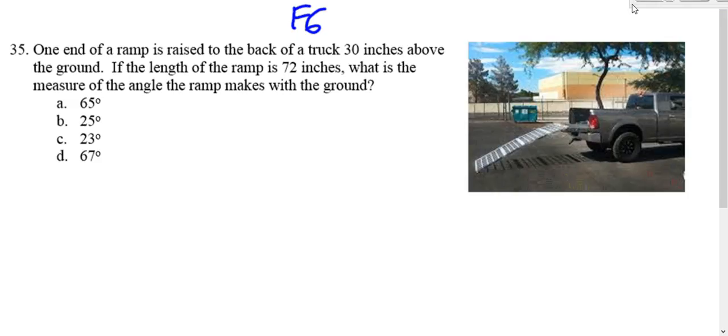Here we have a ramp going up to the back of a truck. It says that it's 30 inches above the ground, so that's 30 inches. The length of the ramp is 72 inches. What is the measure of the angle the ramp makes with the ground? So we're trying to find this angle right here.